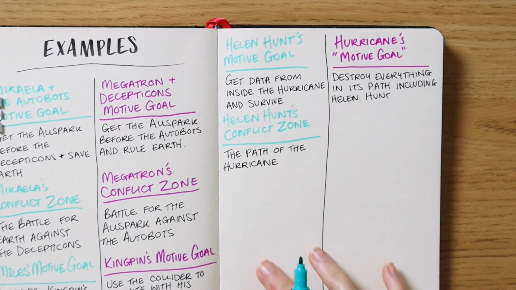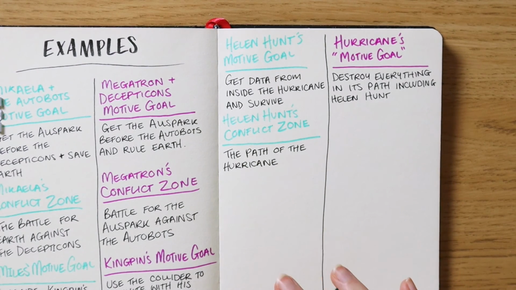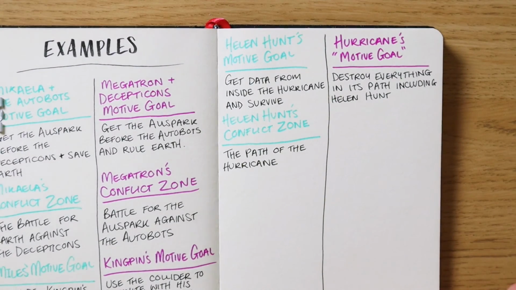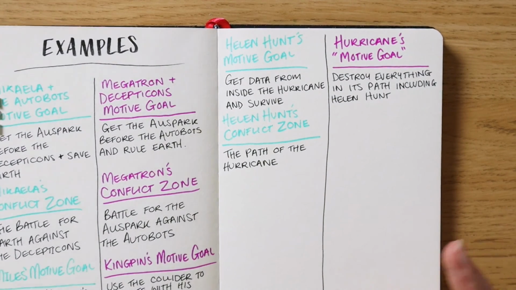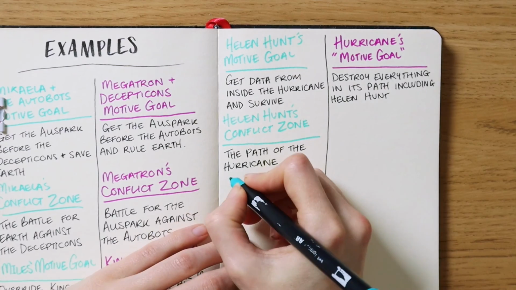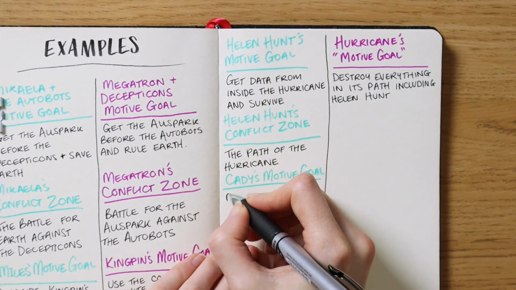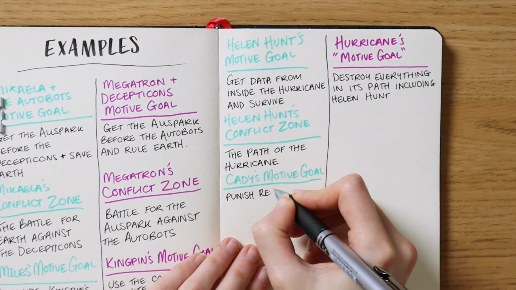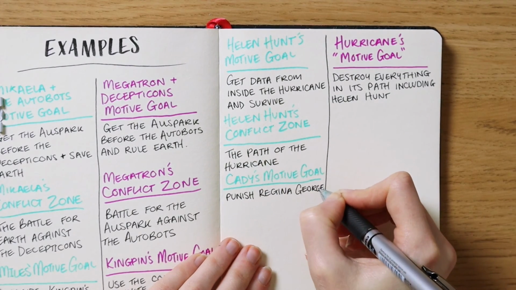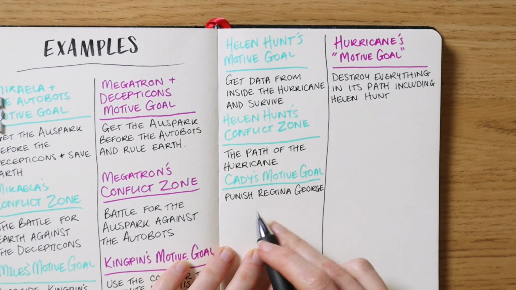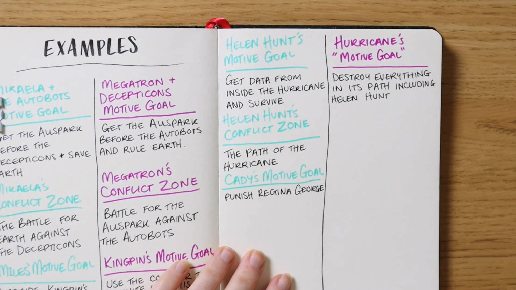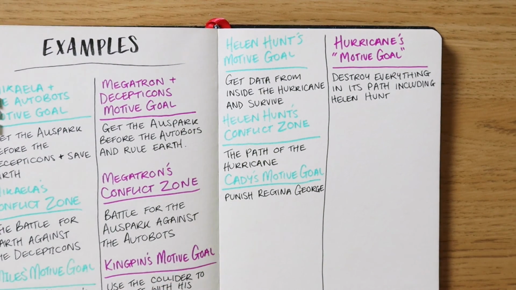Now I want to look at a contemporary, I guess it's a comedy, romance, teen drama, Mean Girls. So the protagonist of that is Cady, and her motive goal is to punish Regina George. Her and her friends have this whole scheme to ruin Regina's life because of all the horrible things that she's done, and that's what they're trying to achieve over that story.